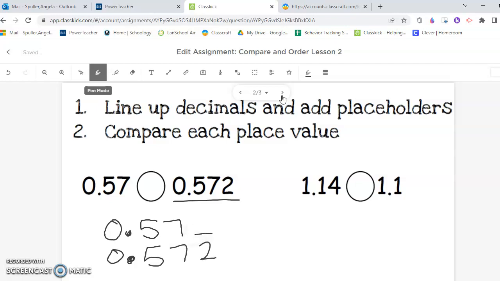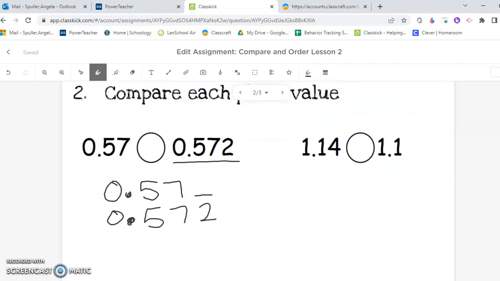Now, if I have a spot open behind a number, what do I have? I always have a 0, right? So I can see, here we go. The ones are the same, the tenths are the same, the hundredths are the same. But look at this, I have a 2 in the thousandths. So this one, 0.57 or 57 hundredths is less than 0.572 or 572 thousandths.